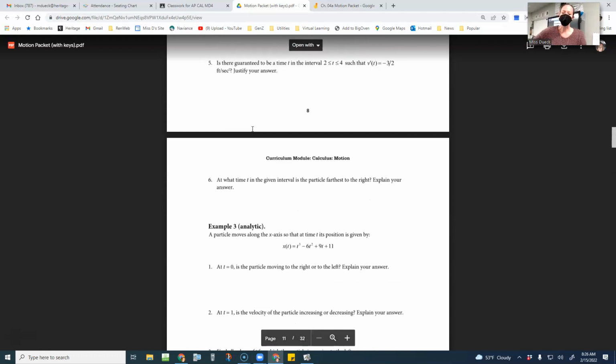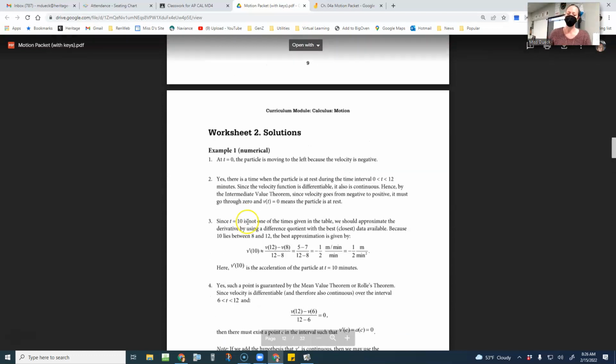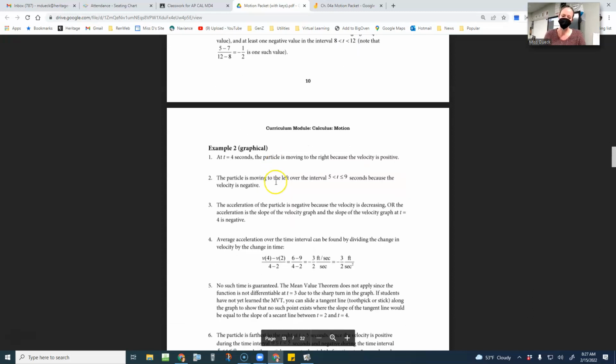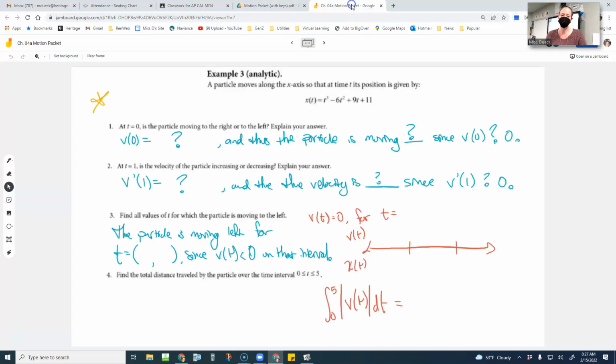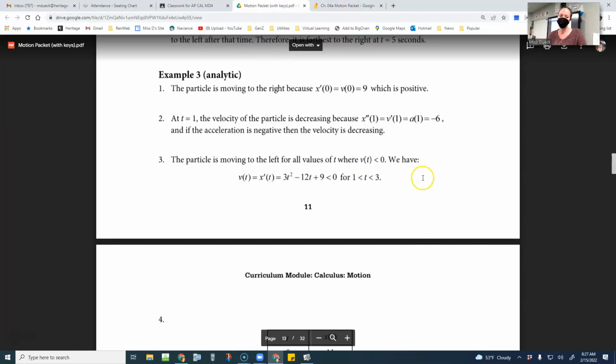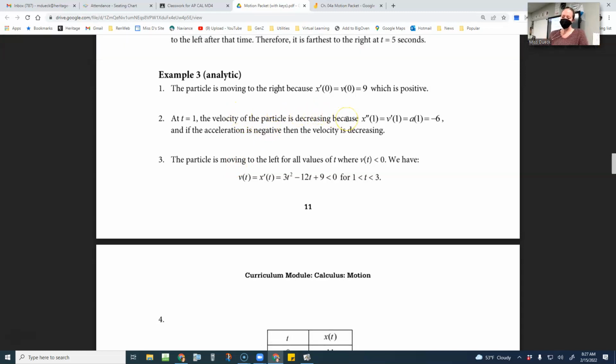The solution key had the worksheet that was blank, and then right after that it said solution. So just in case you didn't find it, here are the final solutions to number 3. Did you have any questions with number 3 as far as filling in? Remember I set up the whole thing? For number 1, moving to the right because the velocity is positive, I would have said greater than 0. Velocity is decreasing because the velocity's derivative, aka position's second derivative, aka acceleration, is negative.